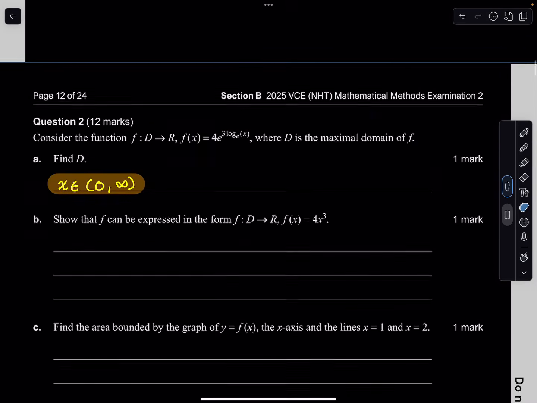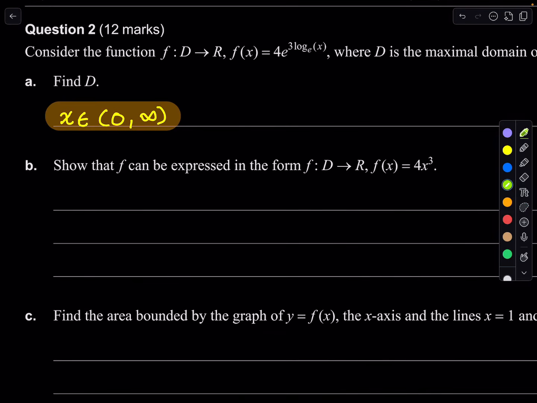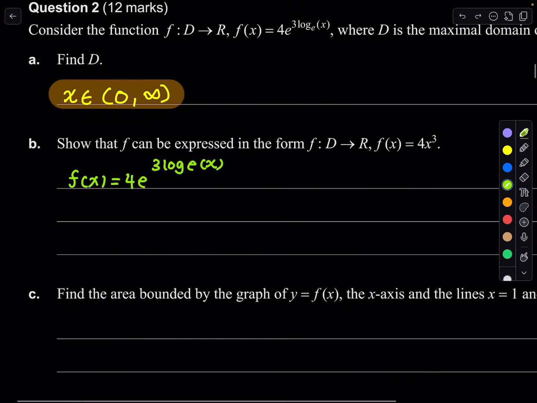Beautiful. That's not bad. Next question, show that f can be expressed in the form f of x equals 4x to the power 3. That's actually not hard. So for example, let's write f of x right now. f of x is equal to 4e to the 3 log x. Look at the top, 3 log x. We can take that 3 and put it to the power, can't we? Because for example, with 3 log x, you can bring this 3 in here. Isn't that right? So that will be like that.